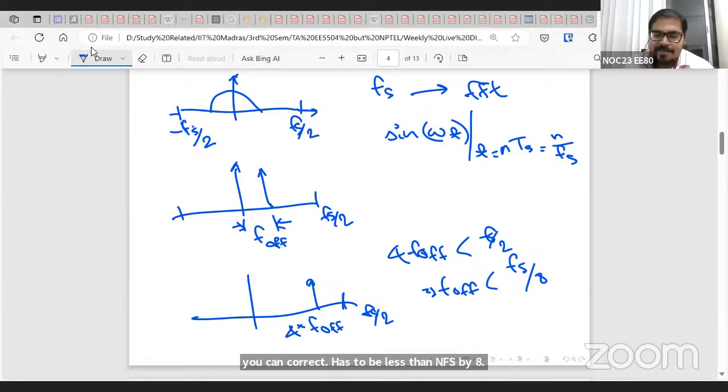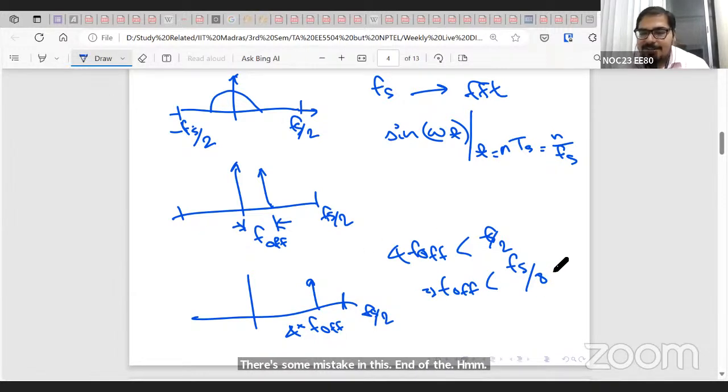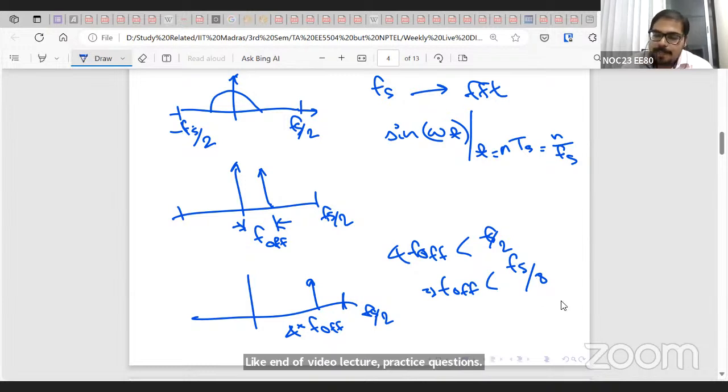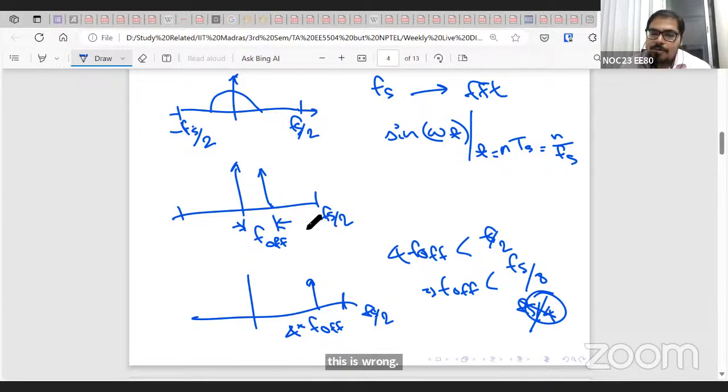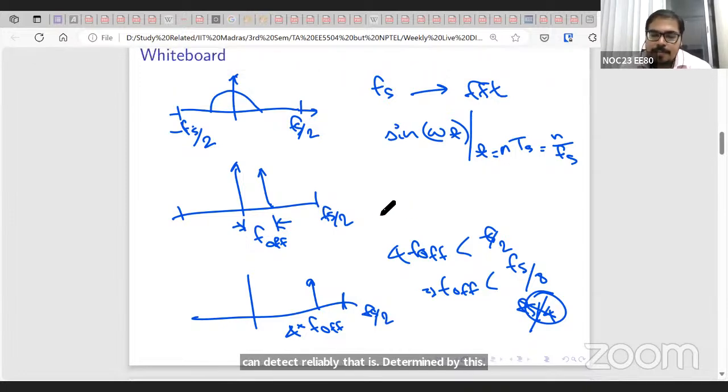There is some mistake in the end of the video lecture practice questions. Novamita said that there was some error, that this is fs by 4. Some question is claimed. This is wrong. But what determines the maximum frequency offset we can detect reliably is determined by this, because of our sampling frequencies.